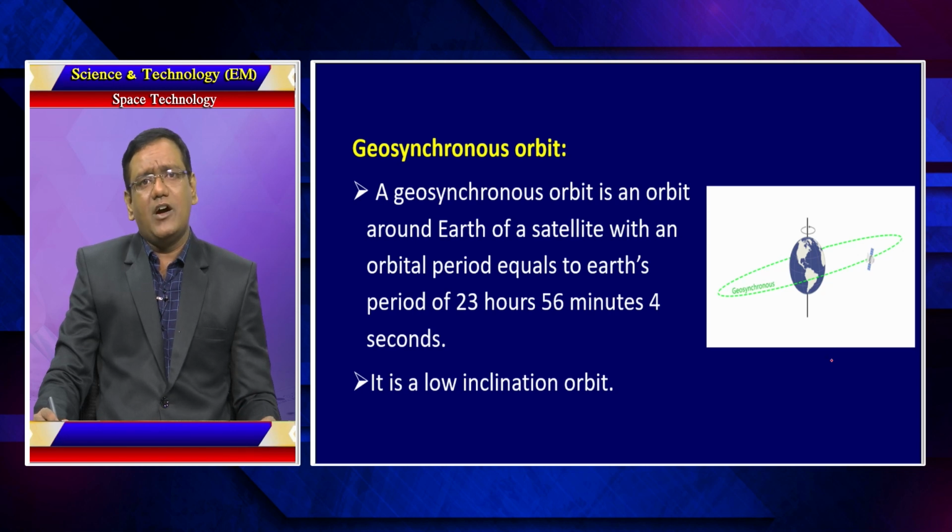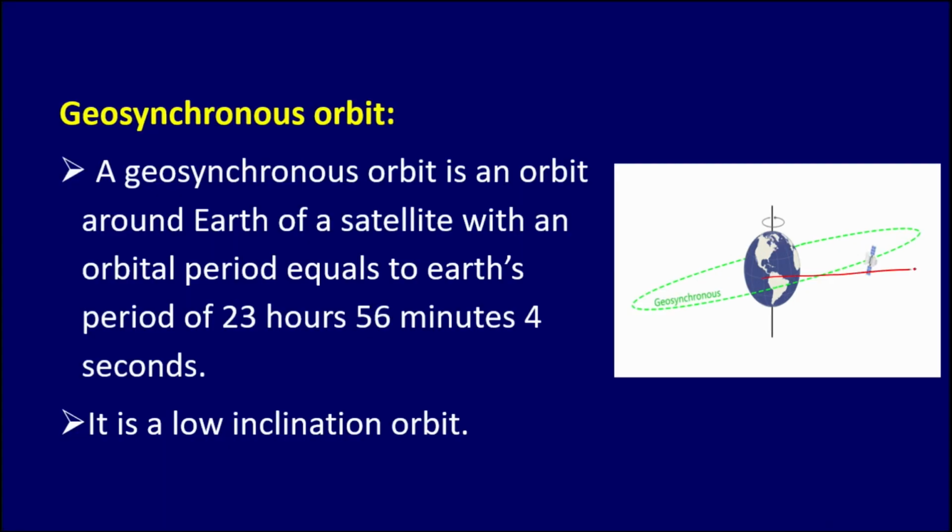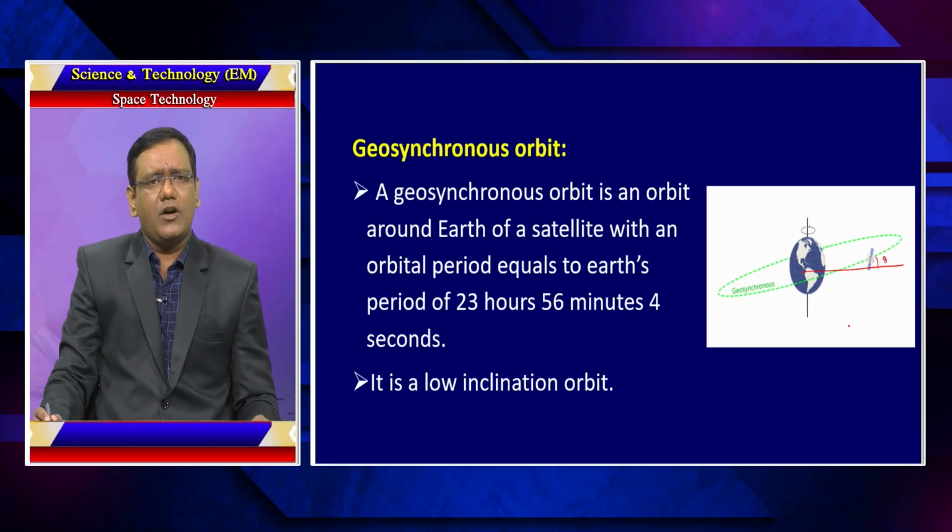A geosynchronous orbit is an orbit around the Earth of a satellite with an orbital period equal to the Earth's period of 23 hours, 56 minutes and 4 seconds. So it is a low inclination orbit. Low inclination means if you see here, it is making some angle, and this angle is a very low angle. That is why it is called a low inclination orbit.